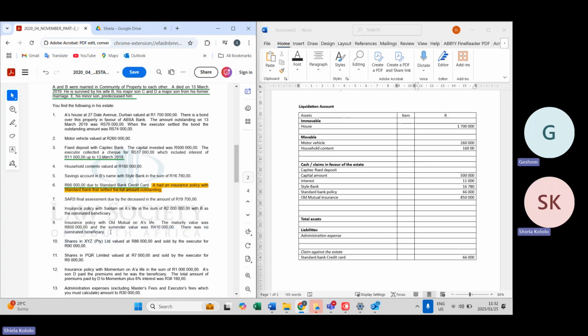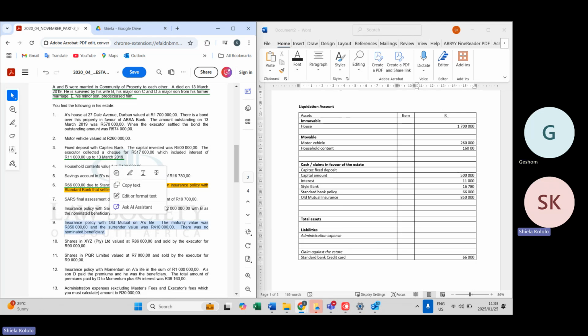And then number 2. So then they say the maturity value was and the surrender value was. The policy is on whose life? It's on the deceased's life because A is our deceased that we are dealing with. So when a person dies, the policy matures. If the person had not died, the policy would be surrendered. So in what instance would you use a surrender value? Let me give you an example.